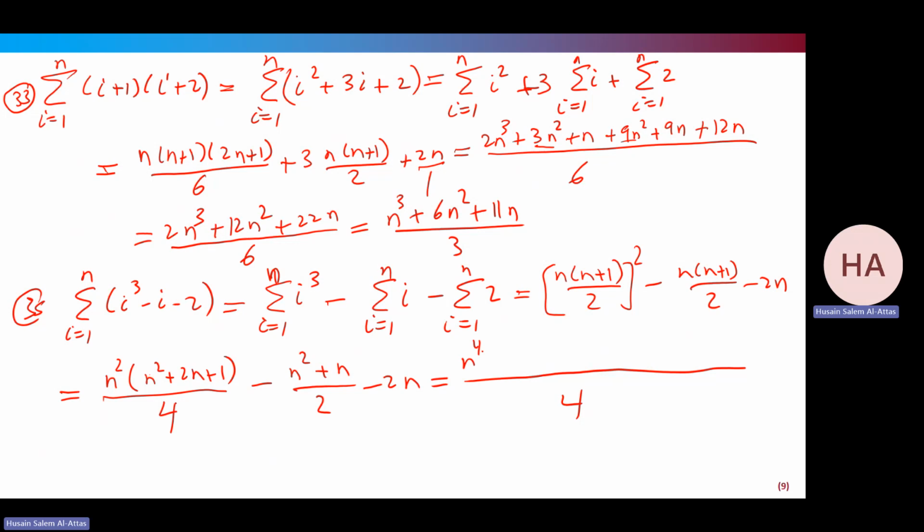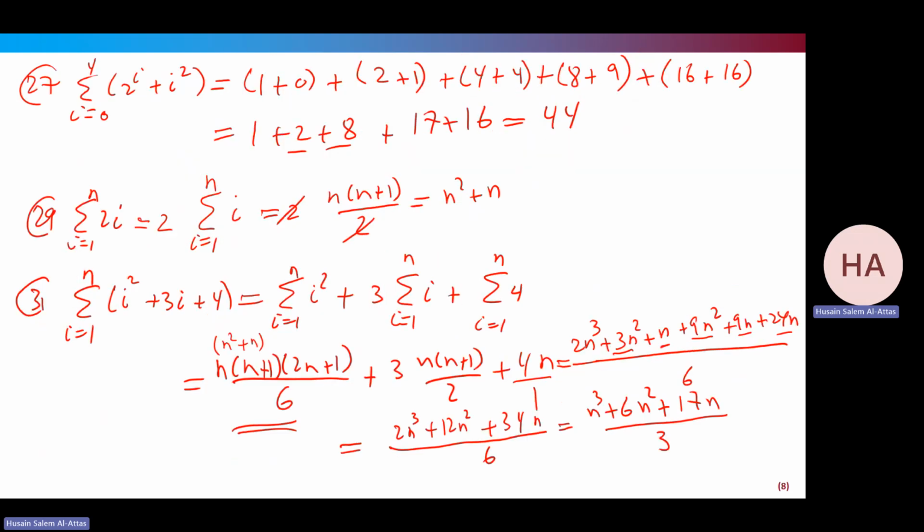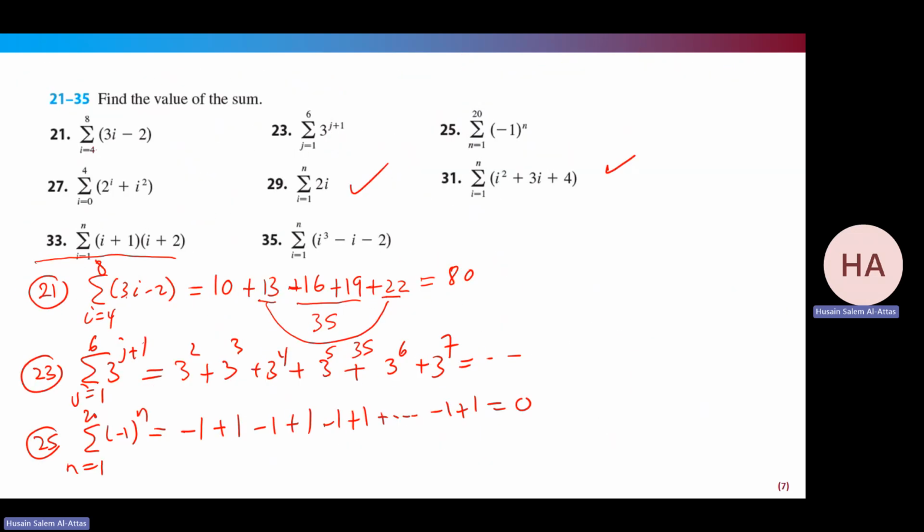So I have n to the power 4 plus 2n cubed plus n square. 4 means multiplied by 2 minus 2n square minus 2n minus 8n. So the answer will be over 4, n to the power 4 plus 2n cubed. I have n square minus n square minus 10n over. So that will be my answer. So it's just a matter of calculation.